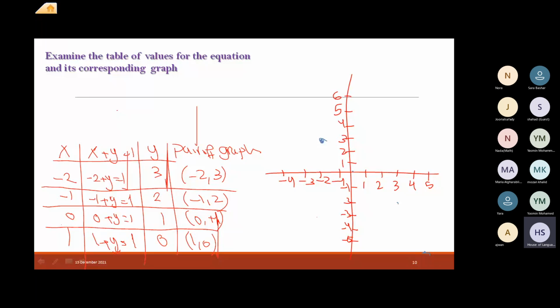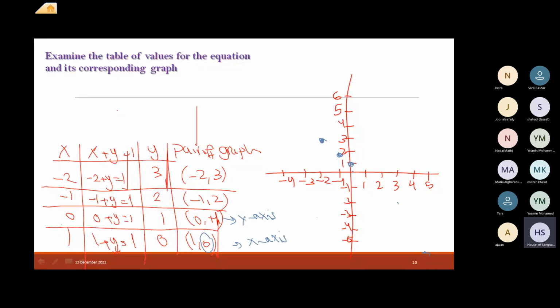The second one, -1, 2. -1, then we have to go up. So it will be here. This is the second one. The third one, 0, 1. As you know, if x is 0, that means I am on the y-axis, so I stay on the axis, then you go up. So you will be here. So every time, remember that if x is 0, it is on the y-axis. If y is 0, it will be on the x-axis.